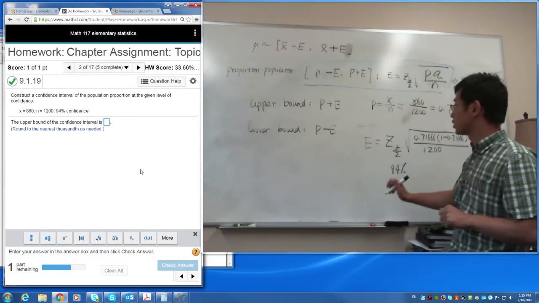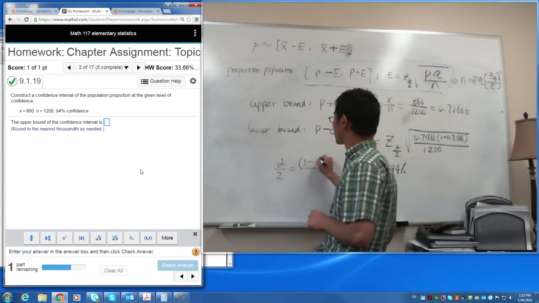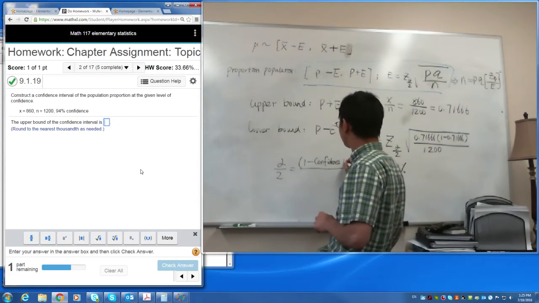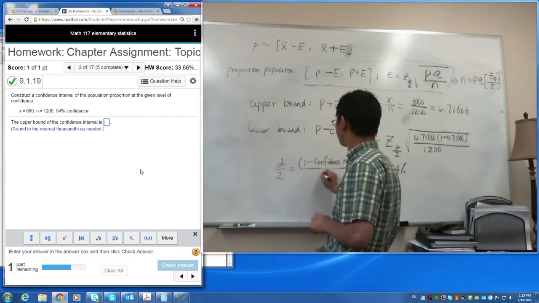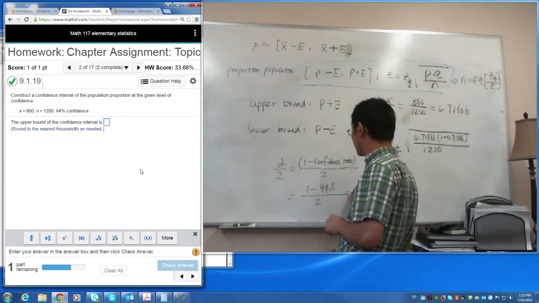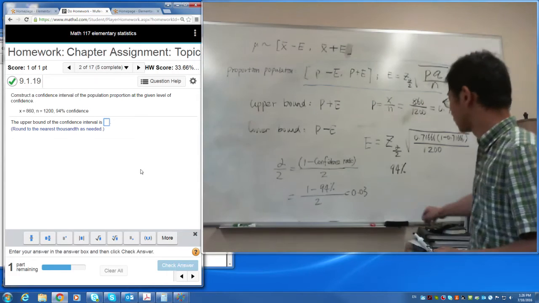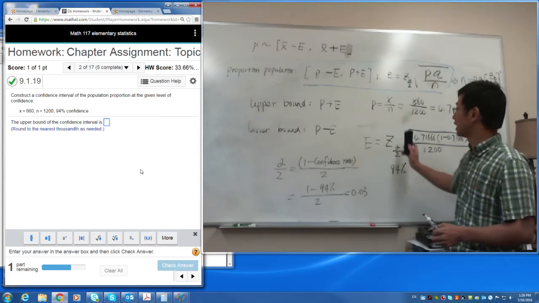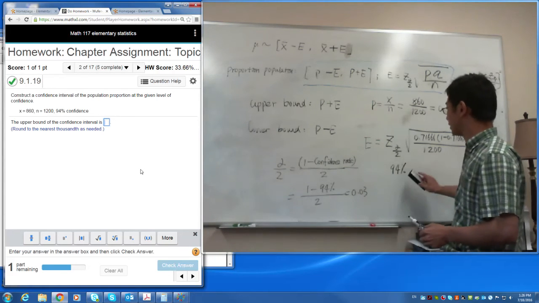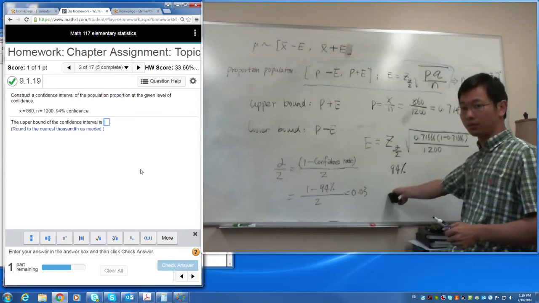Okay, so this is Z alpha over 2. What is alpha over 2? Alpha over 2 equals 1 minus your confidence rate, divided by 2. So basically it's 1 minus 94% divided by 2, which is 0.03. Does it make sense? So alpha over 2 is 1 minus 94% divided by 2, which is 0.03. Basically it is Z 0.03. Okay, you found alpha over 2. You got it? You can write it down.